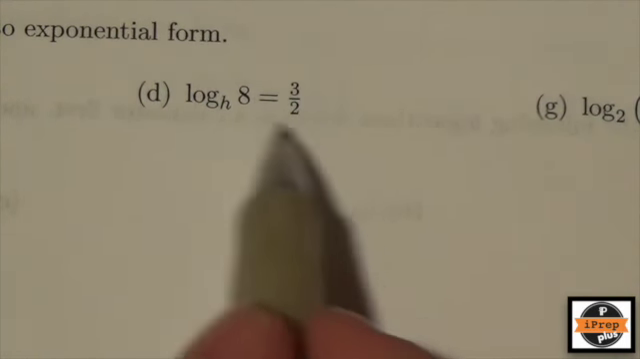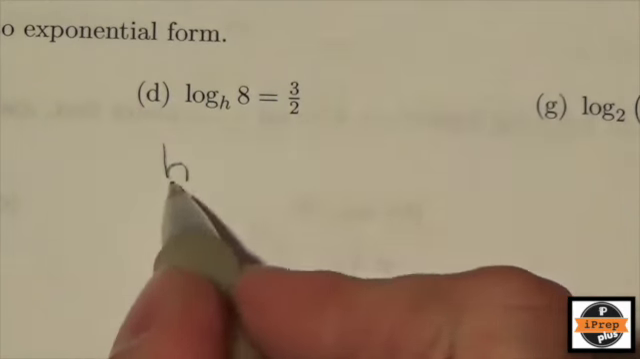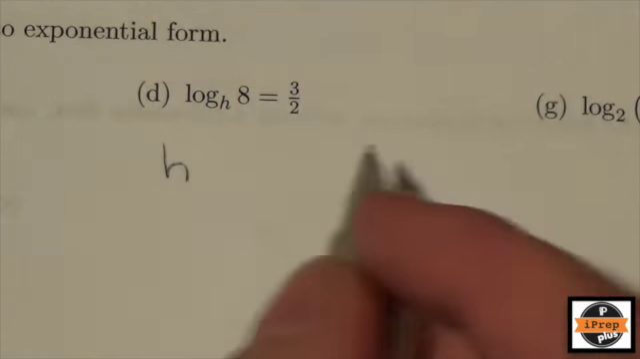What we want to do here is leave it like this because the logarithm is already isolated. So the exponent there, what's on the other side here, that will be my exponent here. So the base is the same. The base of the logarithm becomes the base of the exponential. The logarithm is equal to an exponent, so this will be h to the 3/2, and that will equal 8.